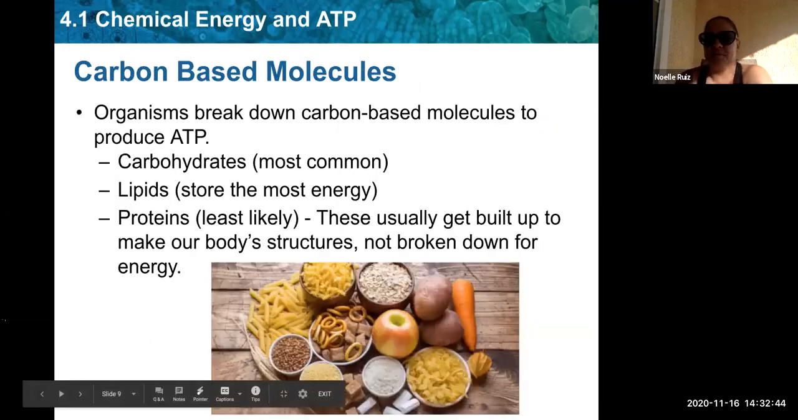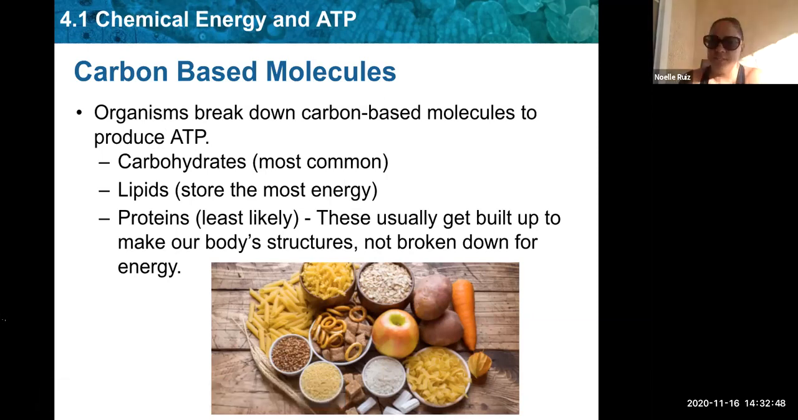Carbon-based molecules, we talked about this in chapter 2. We had a whole section about it. Carbohydrates, lipids, proteins. So organisms break down carbon-based molecules to produce ATP. It's the point of eating. Carbohydrates is the most common. Lipids, however, store the most energy because they're the longest and they have the most bonds to be broken up for energy. Proteins are the least likely. These usually get built up to make our body structures and not broken down for energy.